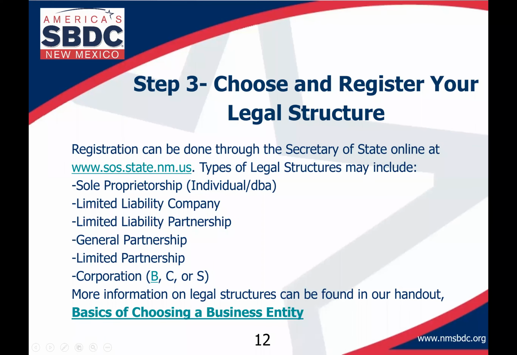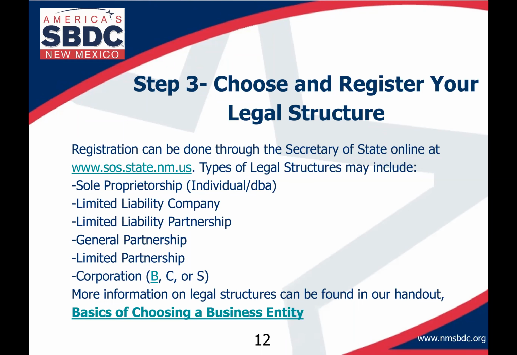Step 3 is choosing and registering your legal structure, and the legal structure of your business is its foundation. You must carefully consider how you wish to legally operate your business, and the common business structures are on the slide. Most commonly, with new business starts in the SBDC, we deal with sole proprietorships, limited liability companies, partnerships, or S-corps. Everything but sole proprietorships must be registered with the New Mexico Secretary of State's office, and the paperwork is available. Since COVID-19, it's available solely online.